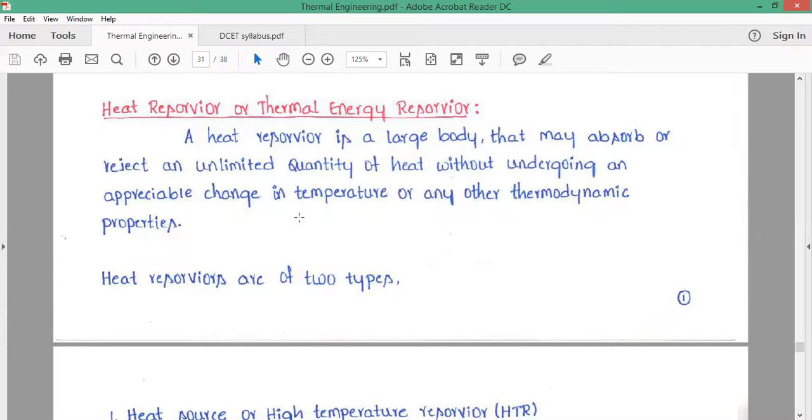These thermodynamic reservoirs or thermal reservoirs are going to emit or give an enormous amount of continuous heat energy, or absorb an enormous amount of continuous heat energy. It may give or it may receive without changing any of its temperature.